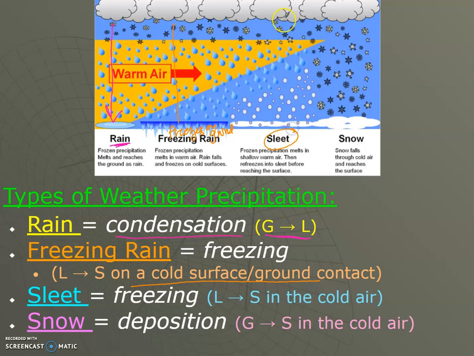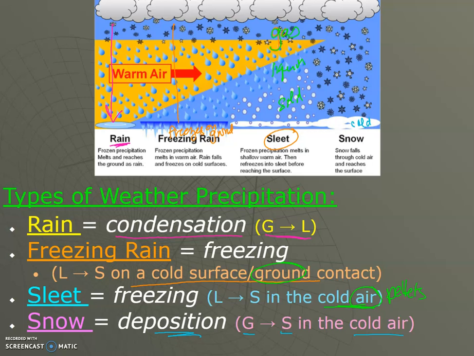Sleet is going to be when you have your gas here, and it is going to make a liquid, and then it is going to make a solid in the cold air. Notice the freezing rain is on the ground, and this is in the cold air, and this is where we get our pellets. And then lastly, we have our snow, which is our deposition, where we see gas to solid in the cold air, and the ground is cold as well, so you'll see it remain that way.